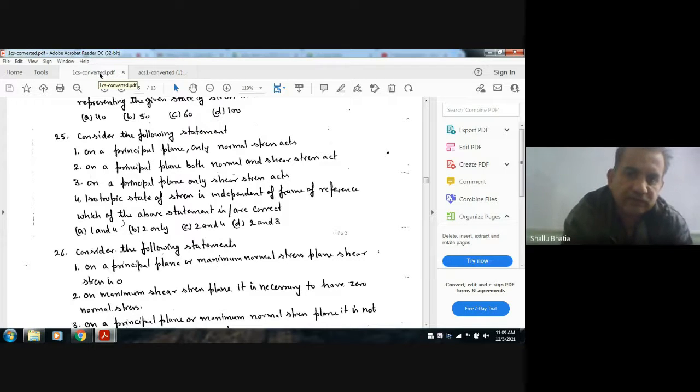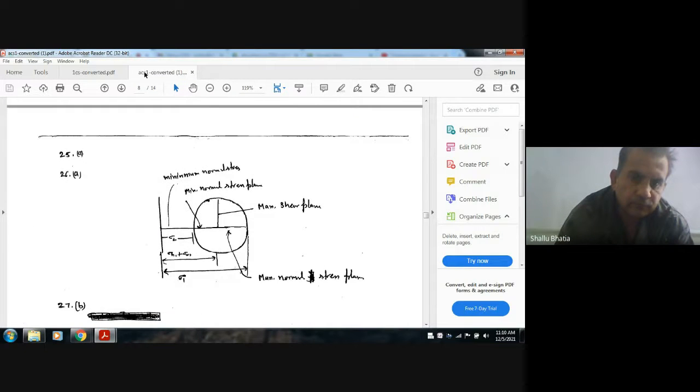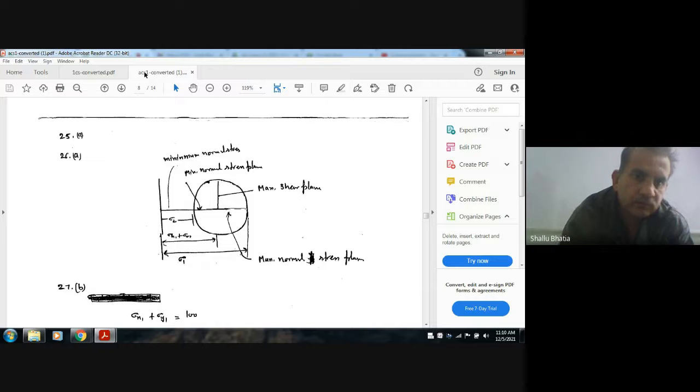Isotropic state of stress is independent of frame of reference. Isotropic means stress in all the directions is the same. It doesn't depend on which is the x direction, y direction, or z direction, or any intermediate direction. So isotropic state of stress is independent of frame of reference. So the answer is A.